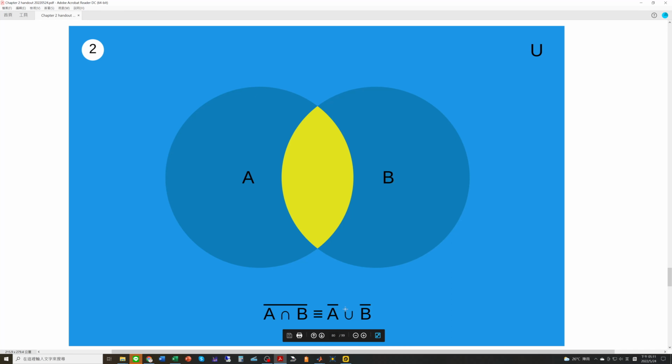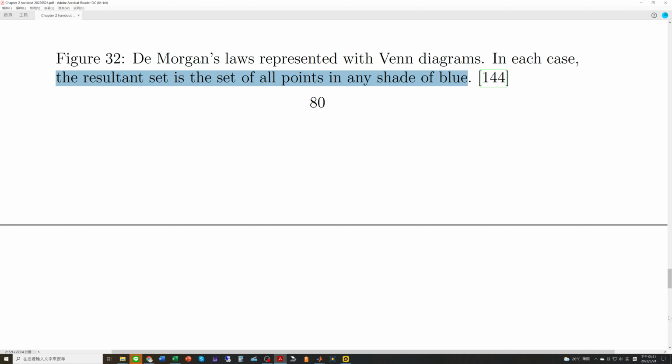And the union with the complement of B. The complement of B is U, this blue rectangle, minus this disk. So the resultant region is this region. So the complement of A union the complement of B is the blue part. You can see that these two terms are equal to each other. These are De Morgan's laws.